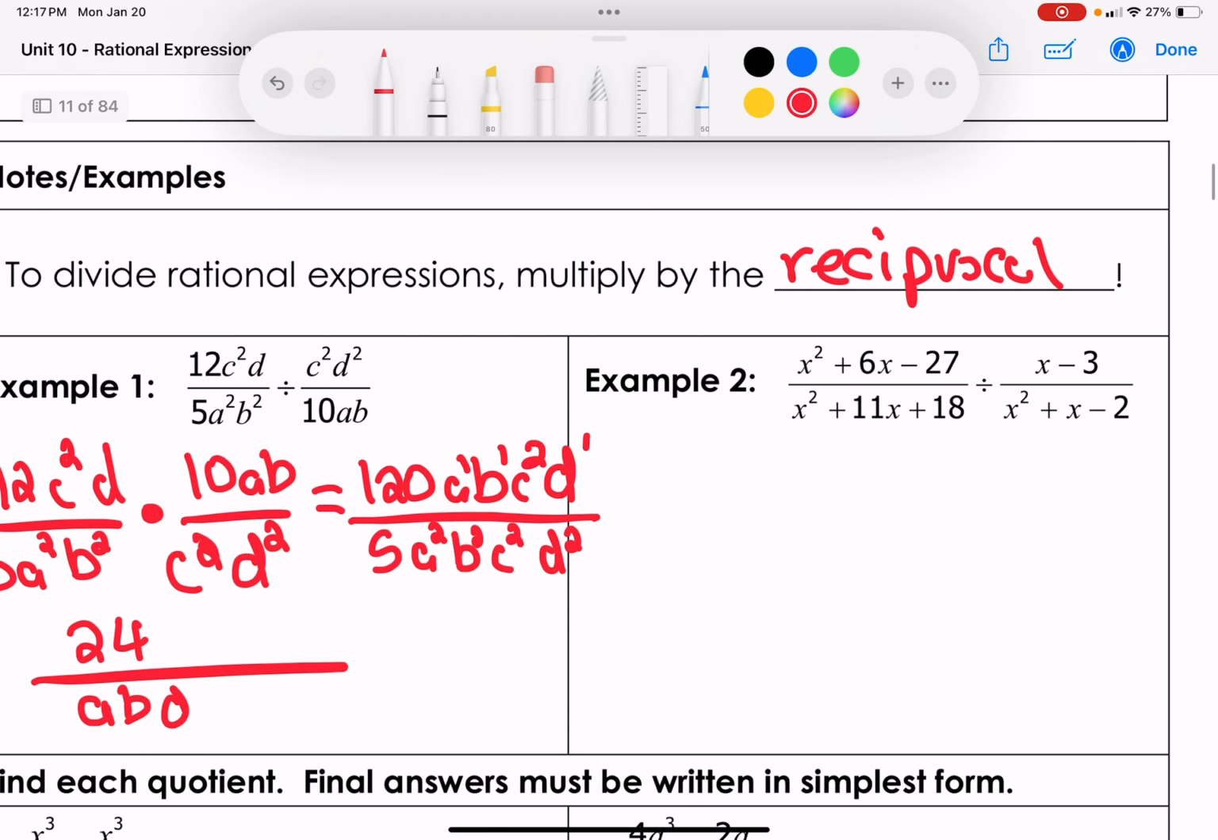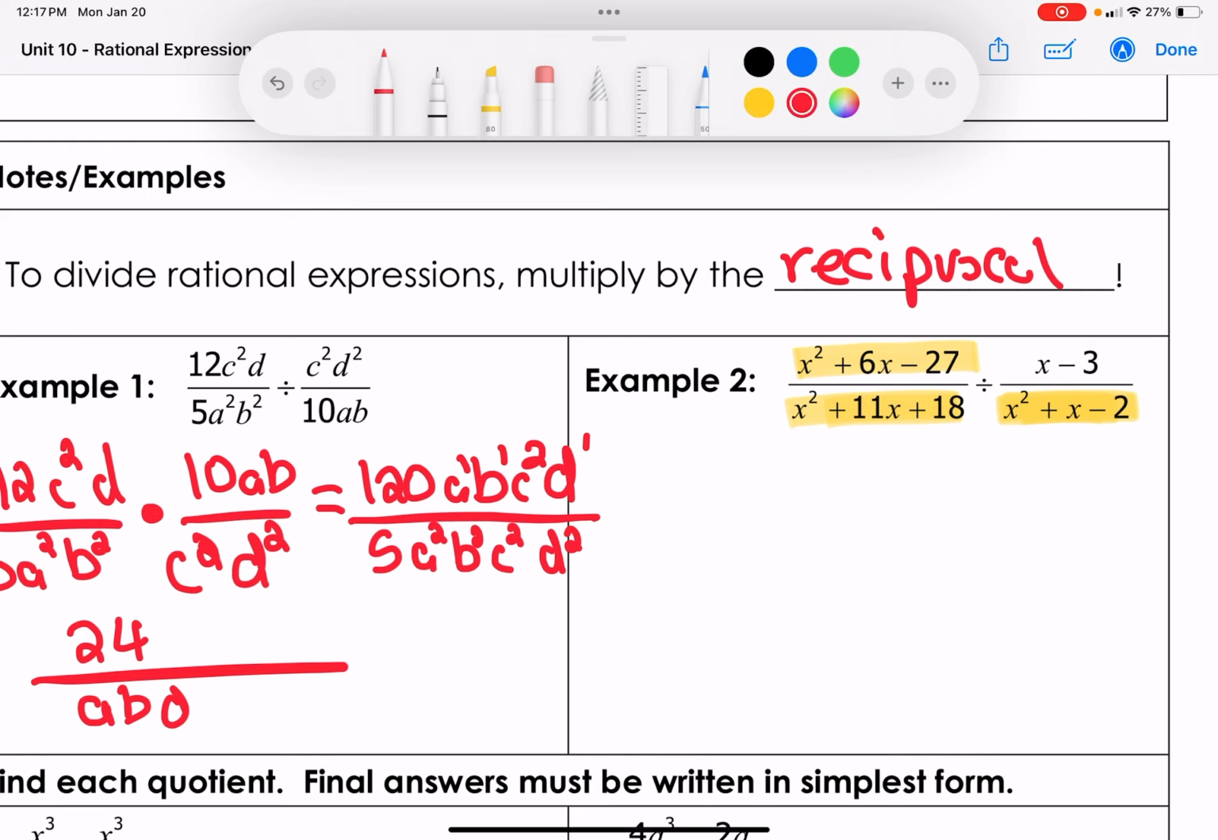All right. Let's look at the next one. Now, just like when we were multiplying, we had to factor first, and then we could multiply across. We're going to do the same thing over here. First, I'm going to factor my numerator and my denominator on this side. And then when I take care of the other side, remember, we're going to multiply times the reciprocal. So when I flip it, I'm going to factor this x squared plus x minus 2. So I'm going to work on the left side first.